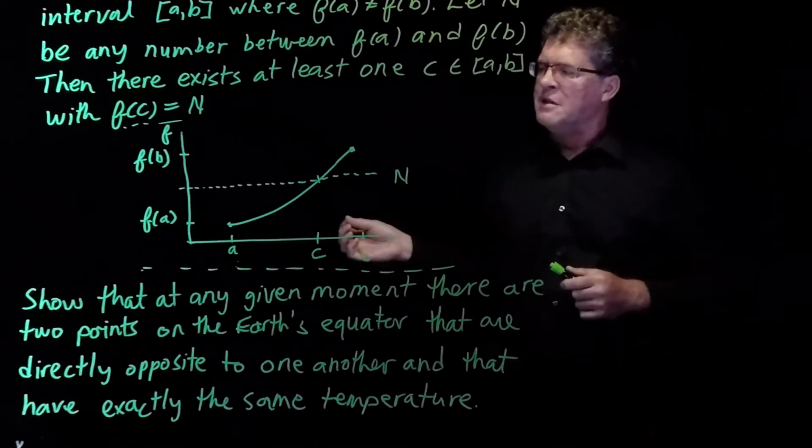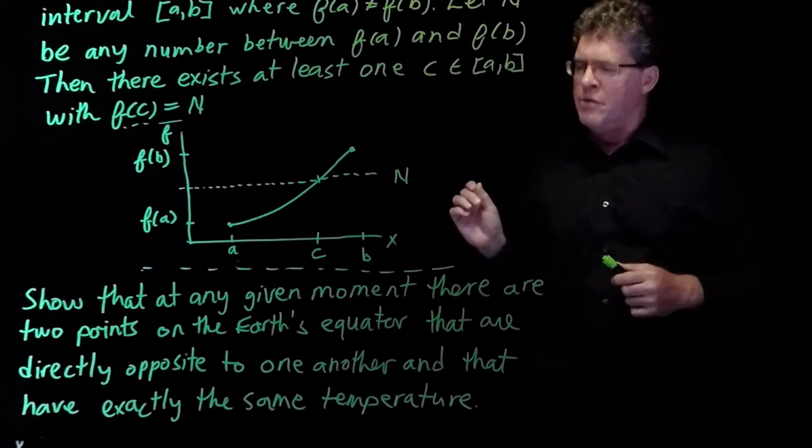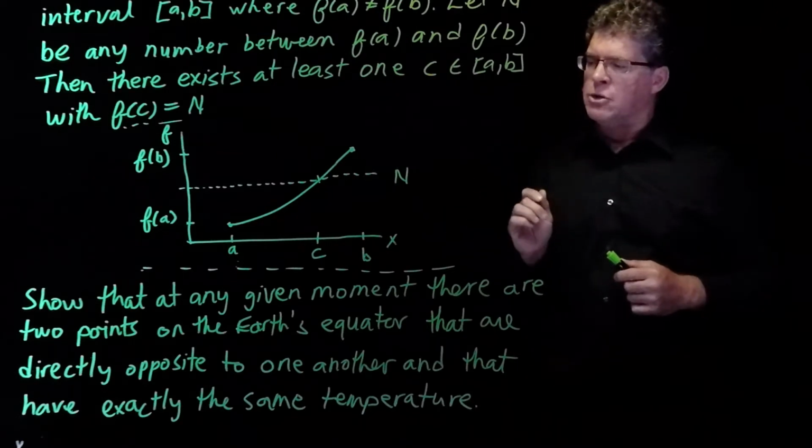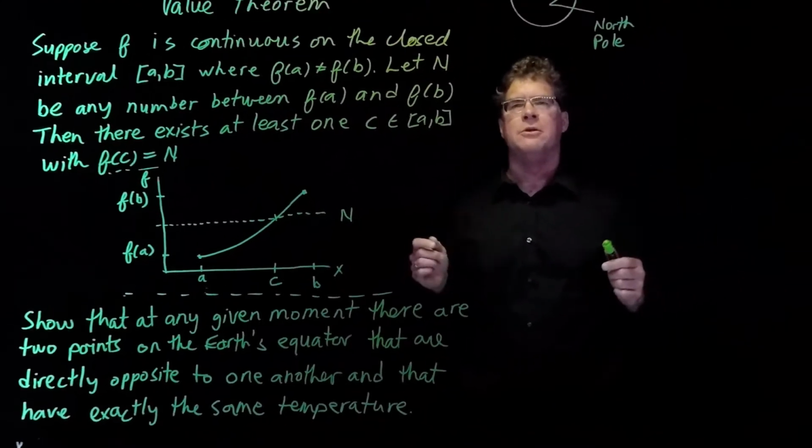This is quite useful for the following question. It's a pretty cool question. Show that at any given moment, there are 2 points on the Earth's equator that are directly opposite one another and have exactly the same temperature.